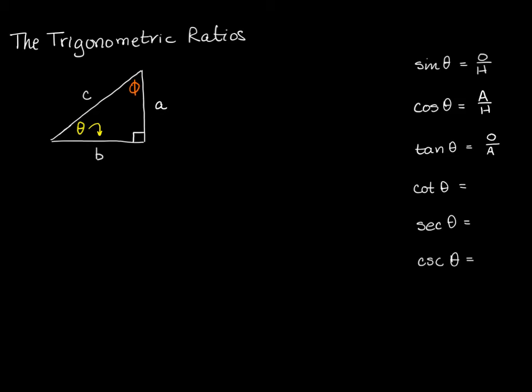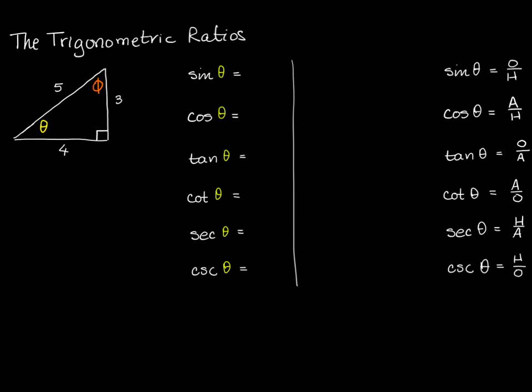The cotangent is the reciprocal of the tangent. So since tangent is opposite over adjacent, cotangent is adjacent over opposite. The secant is the hypotenuse over the adjacent, and the cosecant is the hypotenuse over the opposite. And you can check for yourself, but this is all possible combinations of opposite, adjacent, and hypotenuse, including all the possible different orders that those can come in.